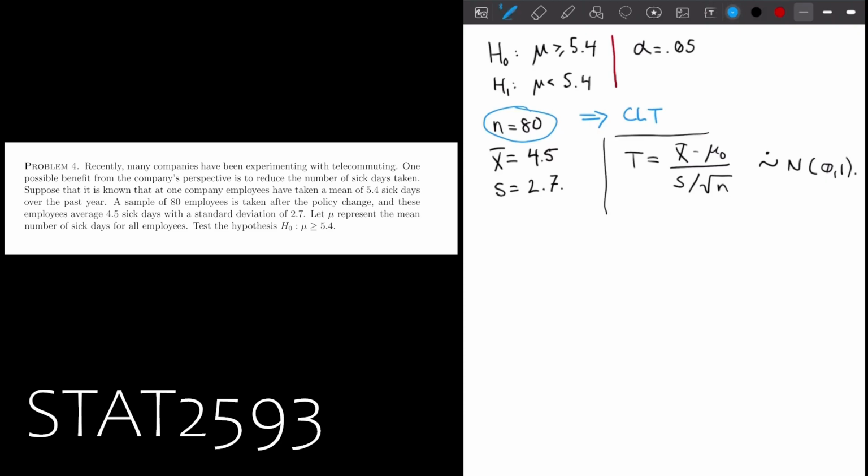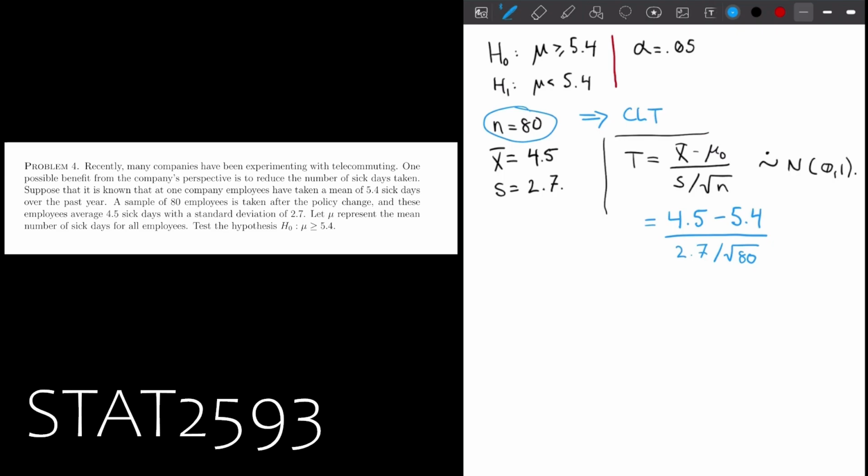But with this setup in mind, what we can do is work out the test statistic that we've computed here. So x bar is going to be equal to 4.5. That's the number of sick days that we've observed on average within our 80 individuals. We're going to take off the 5.4, which was the assumed null value. And then we divide by our 2.7, which is our sample standard deviation, over the square root of n, which in this case is going to be 80.